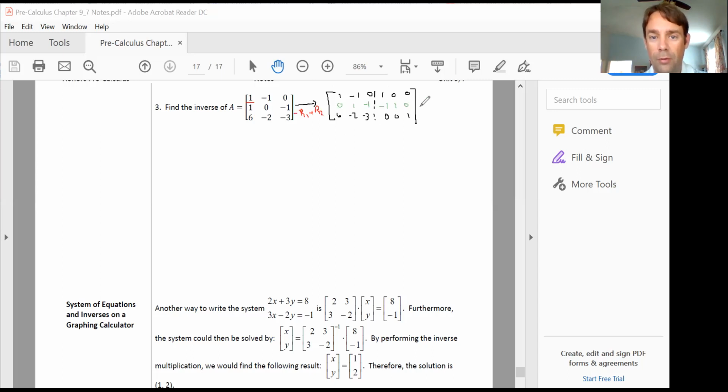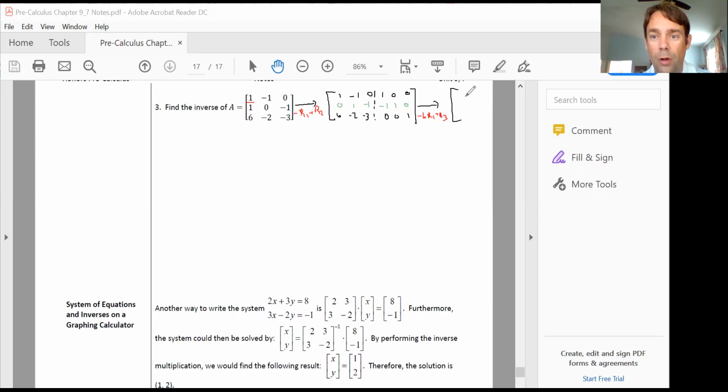Let's get rid of my third row. So I'm going to take row 1 and multiply by negative 6. And then add it to row 3. Let me move my head. I'll go right in the corner there.